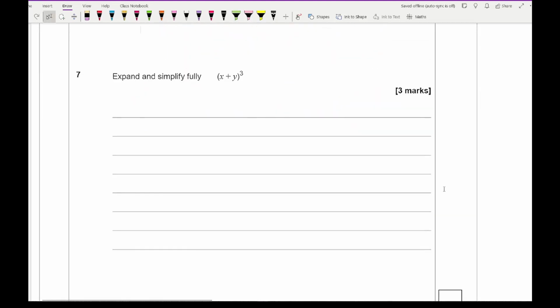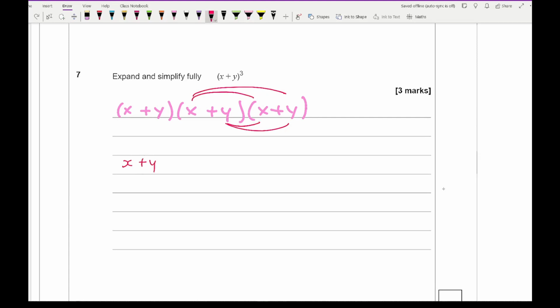Then moving on to question 7. So this one, again, is a little bit more challenging because we've got no numbers involved. But again, recognizing that this is x plus y, x plus y, x plus y, then expanding this out, what I end up with is x plus y, and I'm going to get x squared plus 2xy plus y squared.